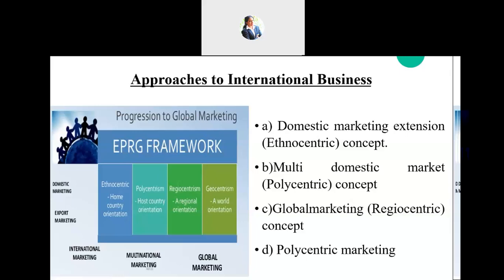When we speak about geocentric orientation, the example can be given of the media company MTV. In each country where it starts, they have different channels for each different country where they start business, and they have one or some of the channels in which all the international songs would be played.